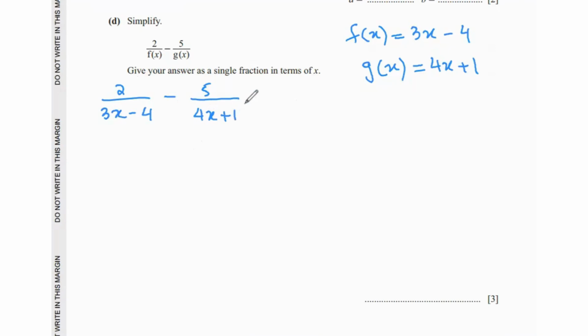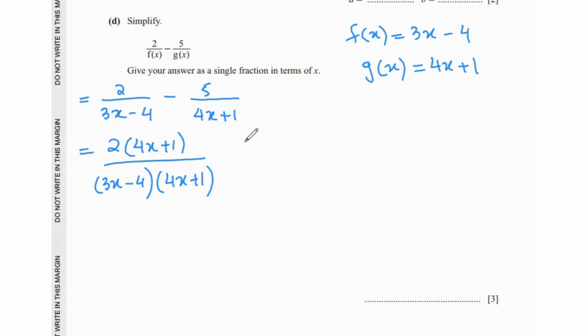As I mentioned previously, if you're adding or subtracting fractions with unlike denominators, the first thing you need to do is to make the denominators the same. And to make the denominators the same, we can multiply the denominator of each fraction with the other fraction. So what we can do is multiply the first fraction by 4x plus 1, both the numerator and the denominator. And for the second fraction, we can multiply it by 3x minus 4. Once again, both the numerator and the denominator.